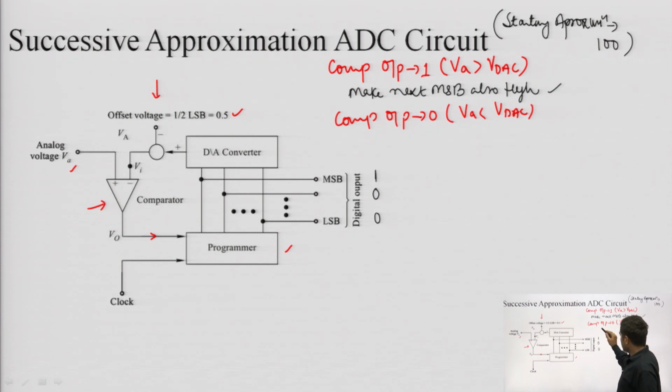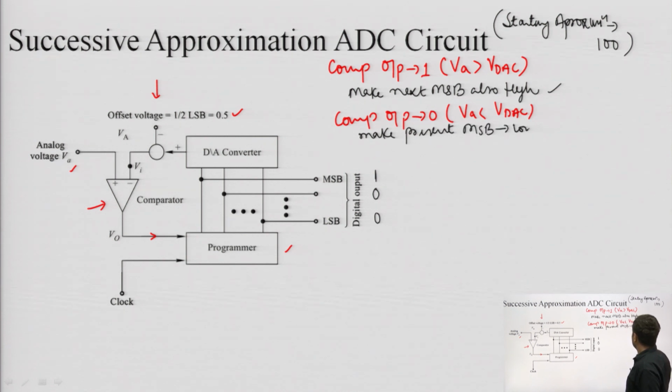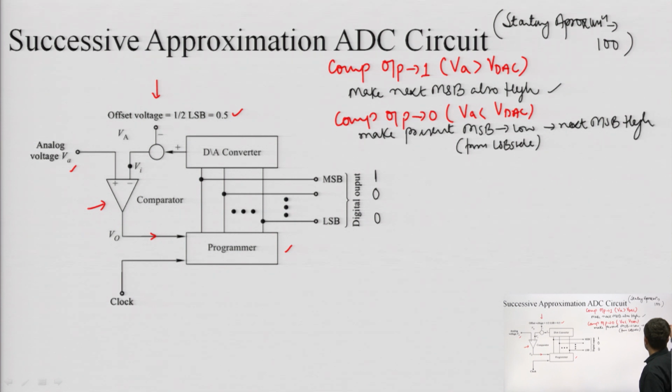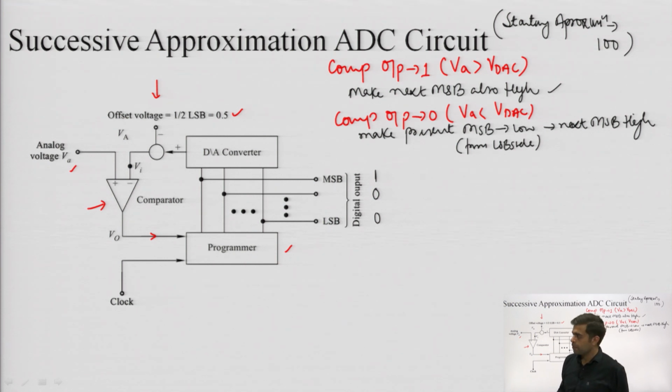and if the comparator output is 0, then I will make the present MSB low, looking from the LSB side. So we will make that low, and make the next MSB high. So this is what the programmer is going to do. It will be more clear if we implement this concept.